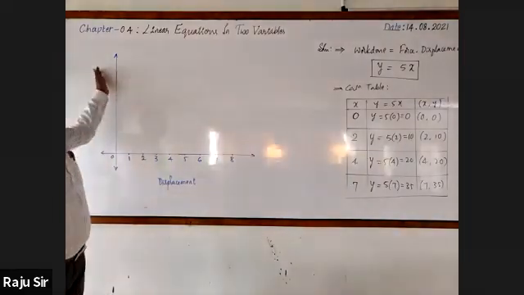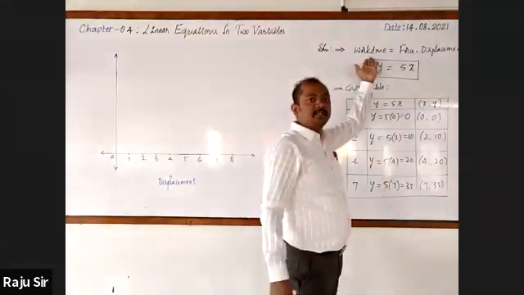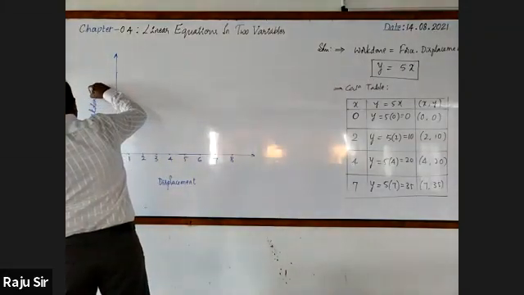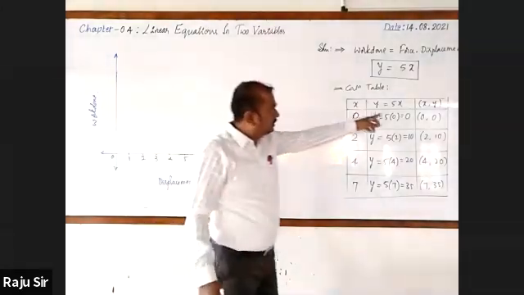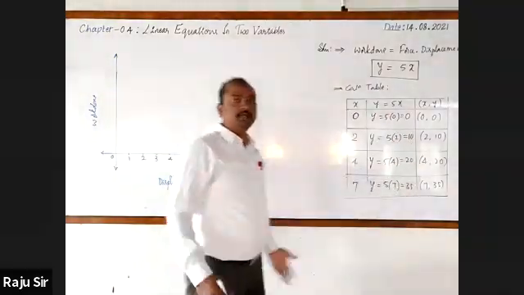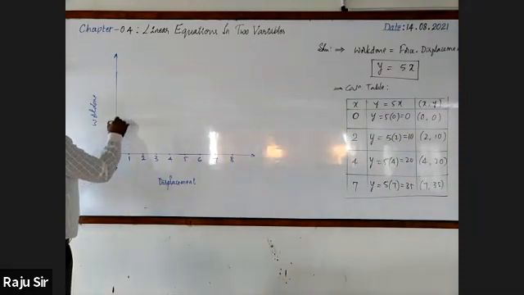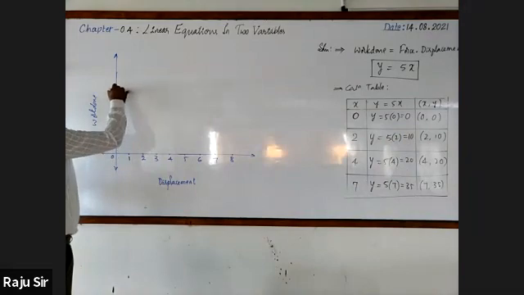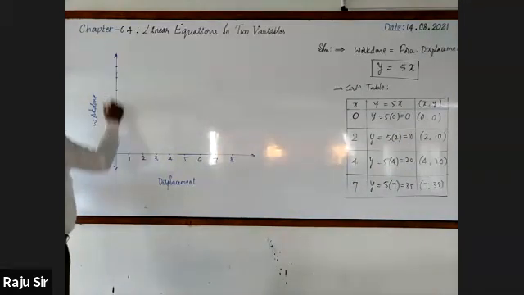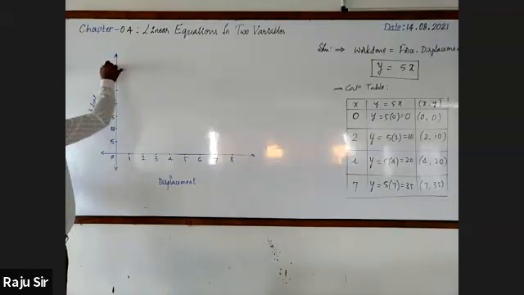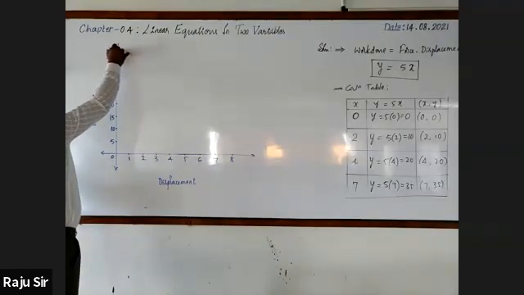What should be taken along the y-axis? The y-axis is nothing but work done. Observe the work done. You got 0, 10, 20, 35. 1 centimeter equal to 5 units, right? Here, 1, 2, 3, 4, 5, 6, 7, 8. So it is 5 joules of work done, then 10, 15, 20, 25, 30, 35, 40, and so on.